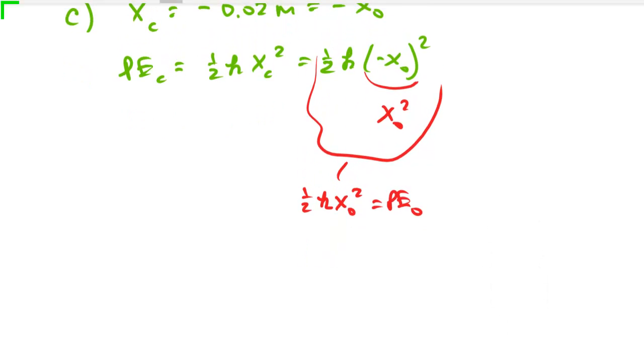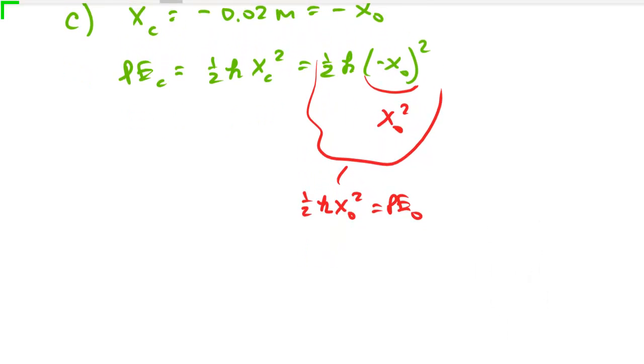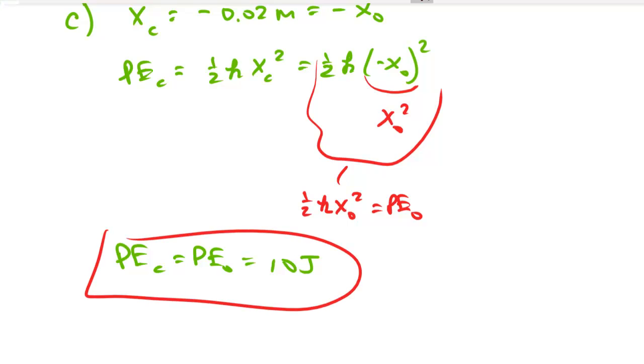So we can see here that the potential energy at C is the same thing as that starting potential energy, which was just 10 joules. So this was the answer to part C, in which you can just kind of look at this too and say, well, it doesn't matter.